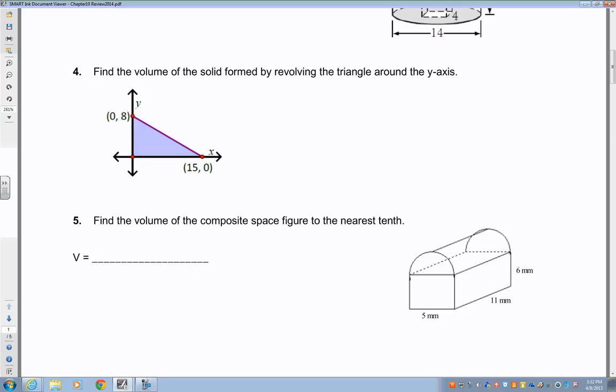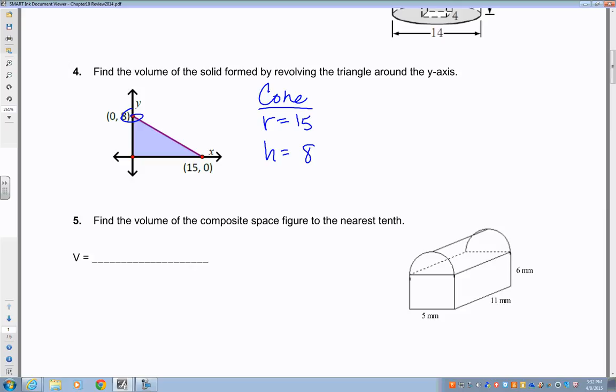You're going to definitely see a problem where the shaded region, and odds are the shaded region is going to be a triangle, and it's going to be revolving around the y or the x-axis. You need to know what three-dimensional shape is created if you were to revolve it around the y-axis. You should get a cone. All right, so for the cone, you need to be able to determine the radius and the height. The radius is 15. The height, what would the height be? The height would be 8.